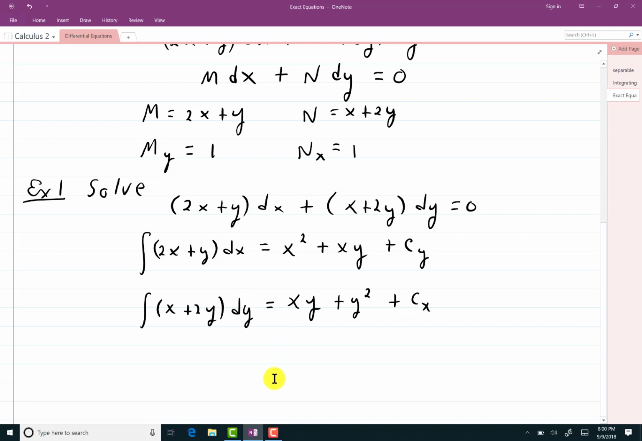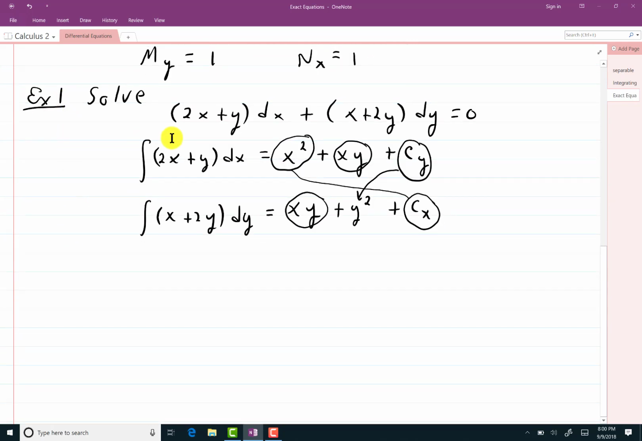Now, I want you to look at these two things here. If you look, they have something in agreement, xy. And if you also look, I have an x squared and I have a y squared over here. The constants I was talking about here, the c of x, is this x squared. That is a function of x alone. If I differentiate this with respect to y, it does turn into 0. Similarly, this c sub y here, you can find it as y squared.